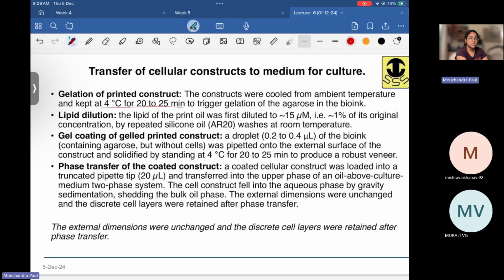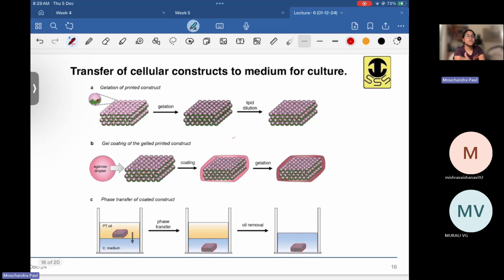What's the purpose of this coating? It is to hold the structure with much more rigidity and give an outer layer of protection, so that when you transfer to culture media, there is less chance that it will crumble or break, because basically these are all droplets. You need to make sure these droplets don't fall apart, because now you have removed the lipid bilayer, and you need some more force to keep the droplets together. So now it is gelled.